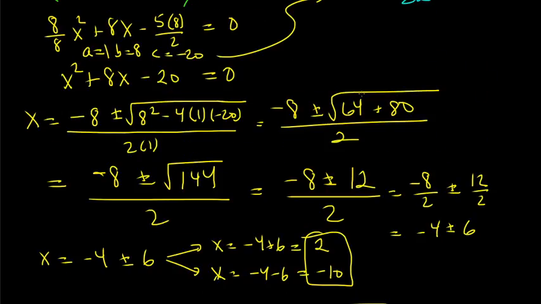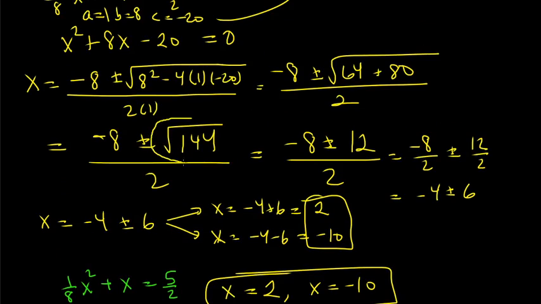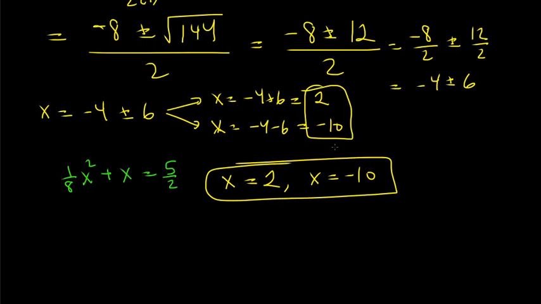All right. So when you get nice whole numbers like this, because the square root of 144 was a perfect square, right? It's not imaginary, it's not irrational. You can simplify in this way.